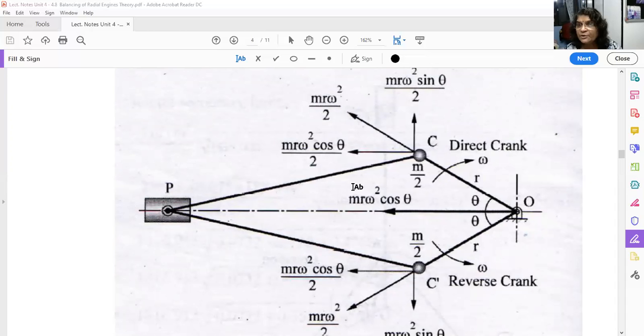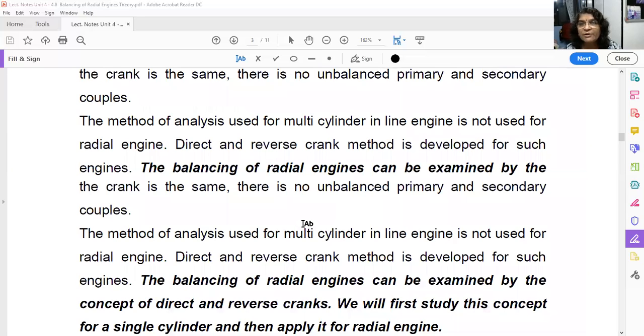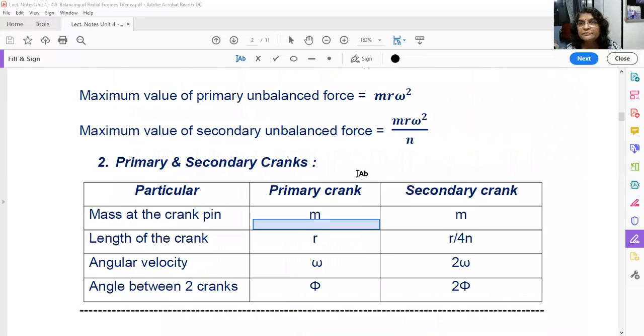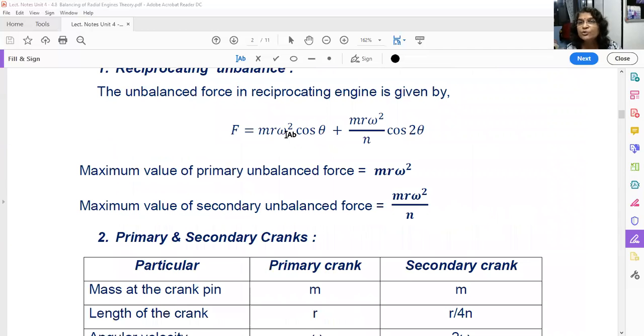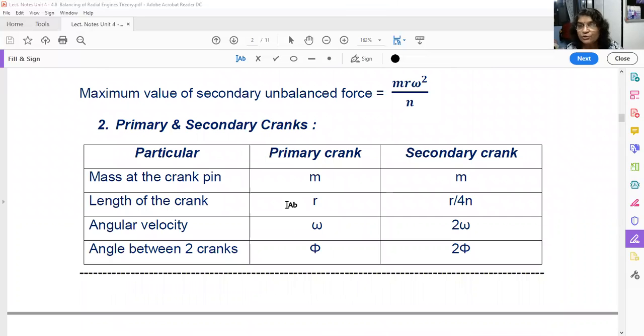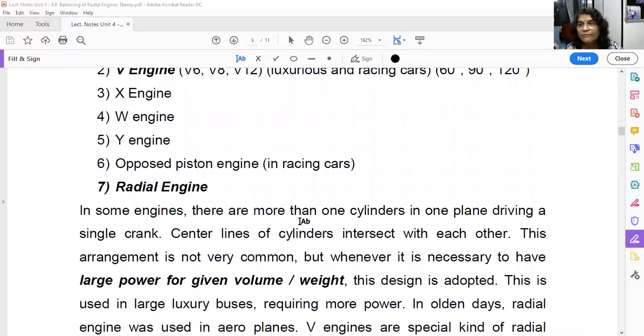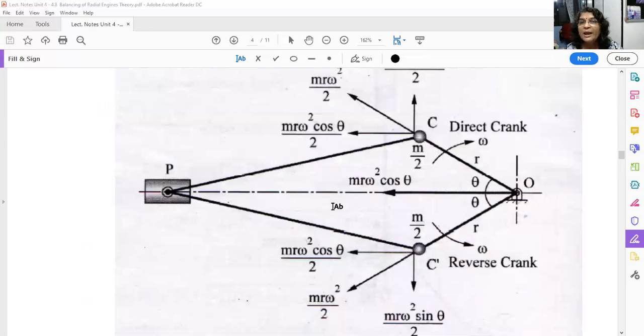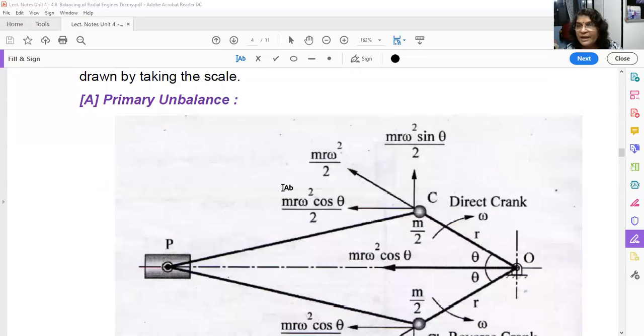What is this type? Do you remember? This force is nothing but the primary unbalanced force. See, go here. That's why I have written it in the recap. See here, mr omega square into cos theta. This is your unbalanced primary force. So this is the primary unbalanced force.